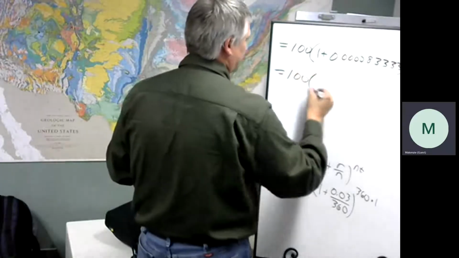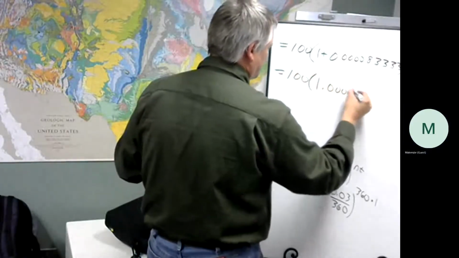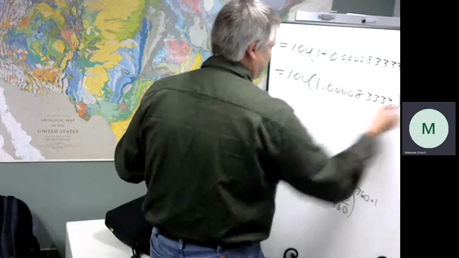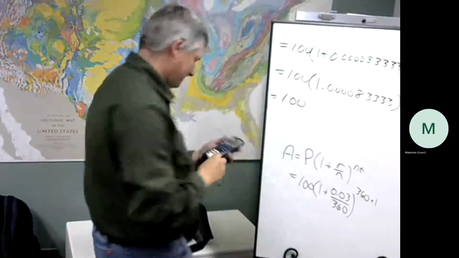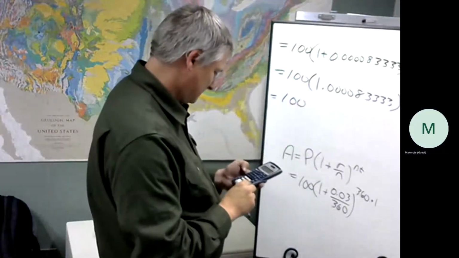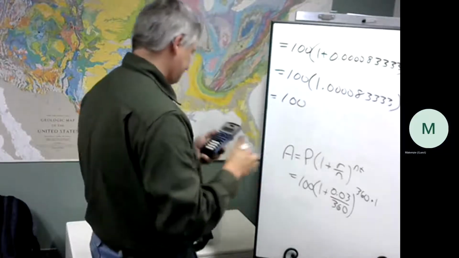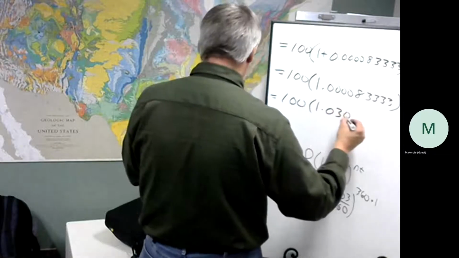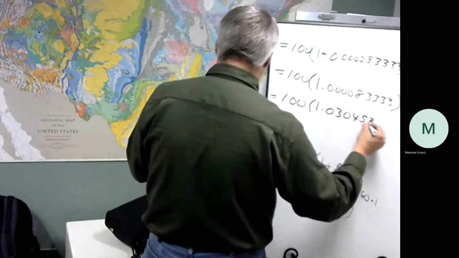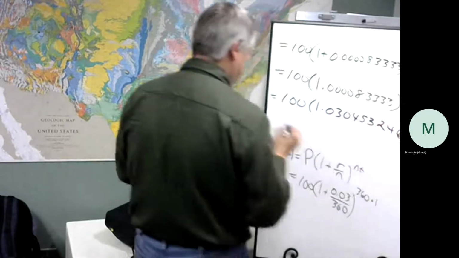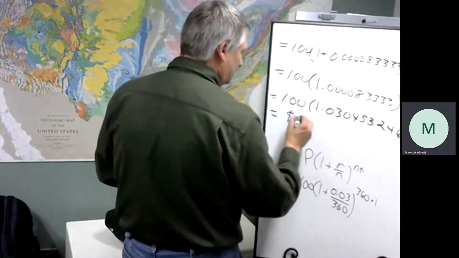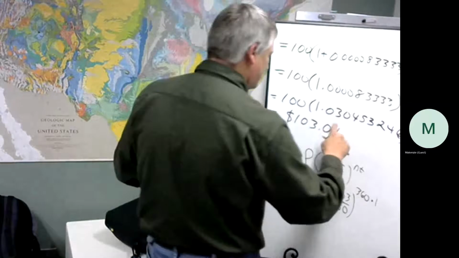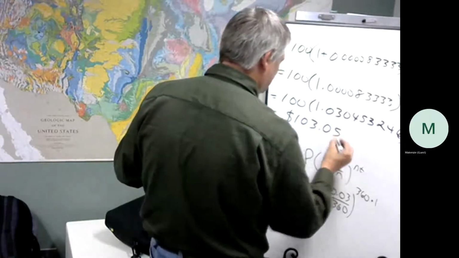Or 100, 1.00008 to the 360, or 100 times 1.030453246. And this will come out to 103.04. We'll round to the hundredths place.